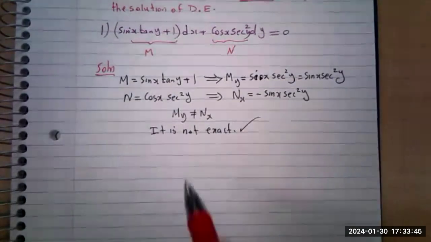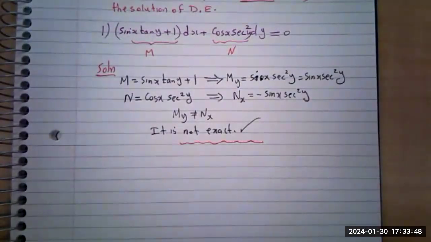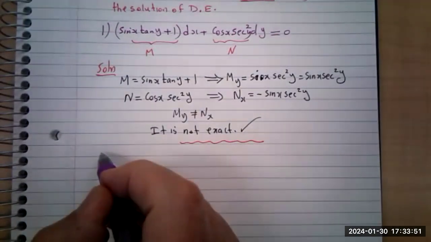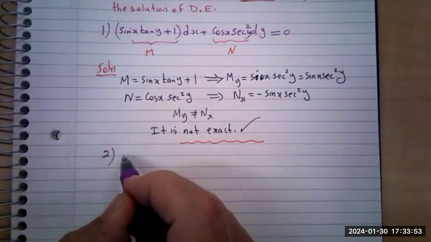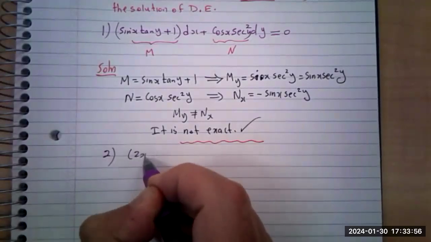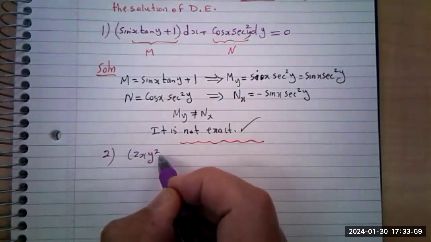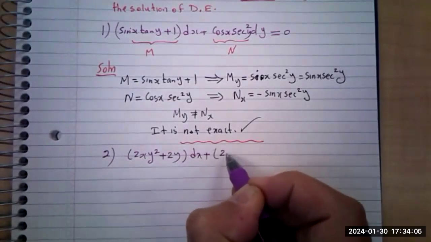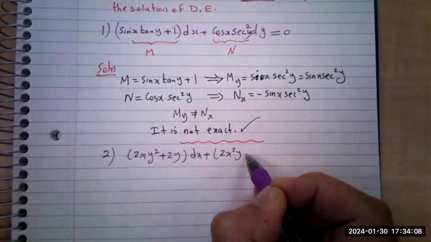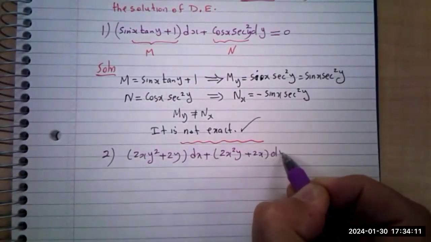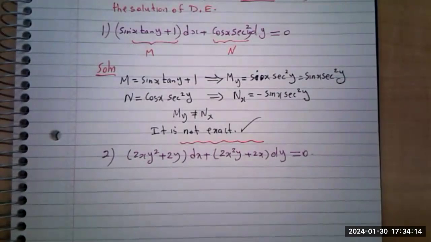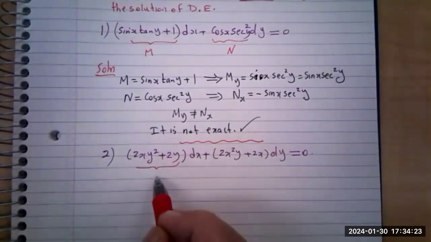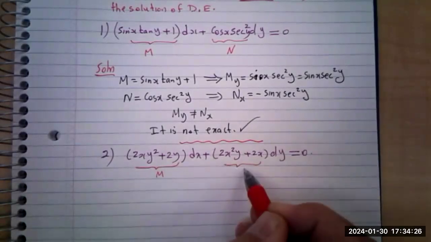Ready for the next one? So the second one. The equation is 2xy squared plus 2y dx plus 2x squared y plus 2x dy equal to 0. The coefficient of dx would be M, so this is going to be your M. This is going to be your N.